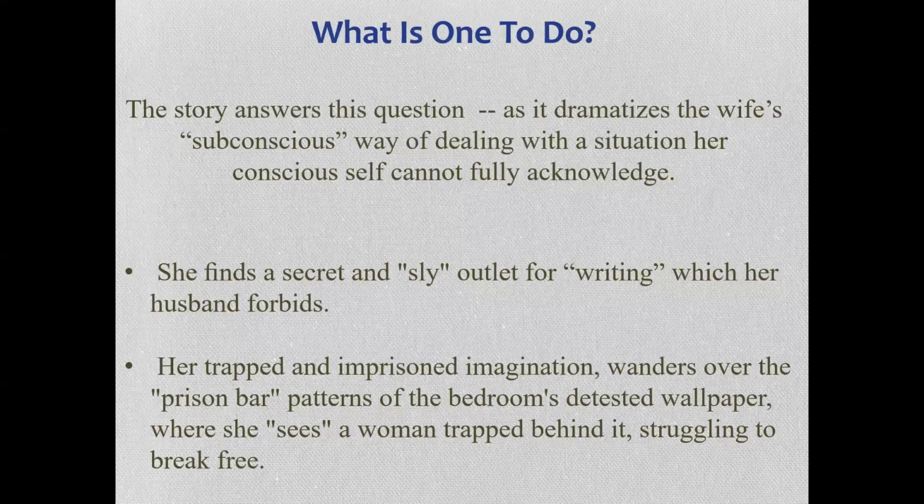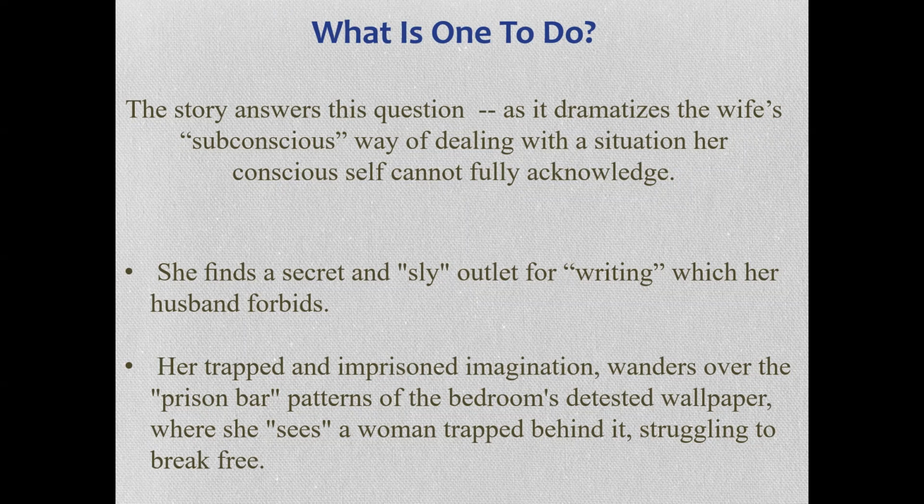It answers the question, it dramatizes the wife's subconscious way of dealing with a situation that her conscious self cannot fully acknowledge. "What is one to do" means that she has no power, she has no agency in this situation. So what does she do? That's what the story is all about. That's what the story tells us.